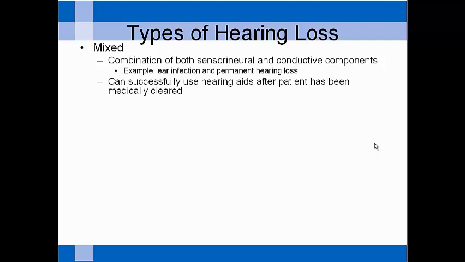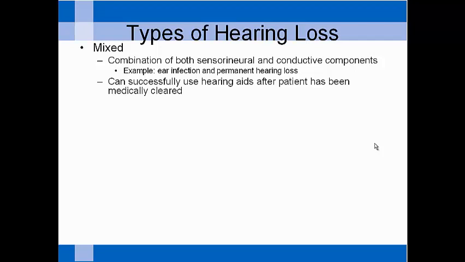The third type of hearing loss is called a mixed hearing loss, and that is just what it's implying. It's a combination of a sensorineural component and a conductive component. So an example of that would be if you had some permanent hearing loss, but then also had an ear infection on top of that. So the ear infection is temporary and it's making it difficult for the sound to get down to the inner ear, but then once it's getting down to the inner ear, sound is also not being loud enough for that person.